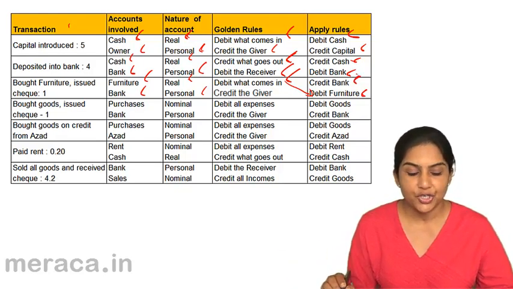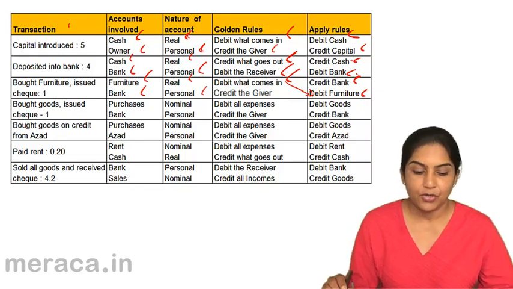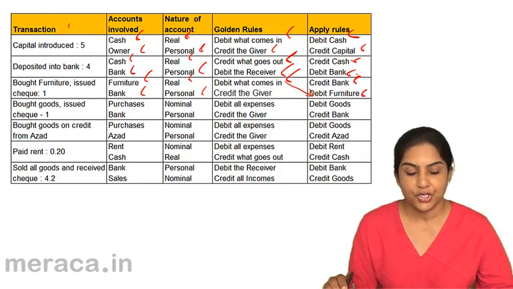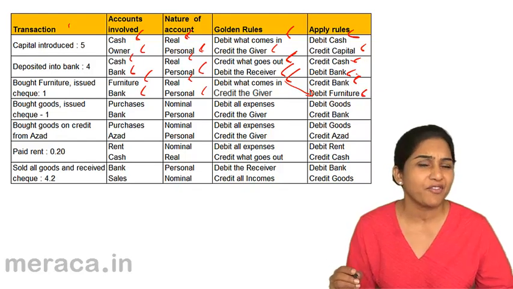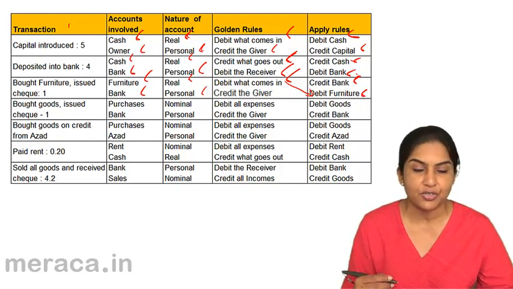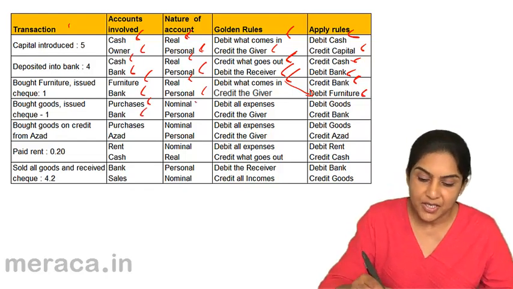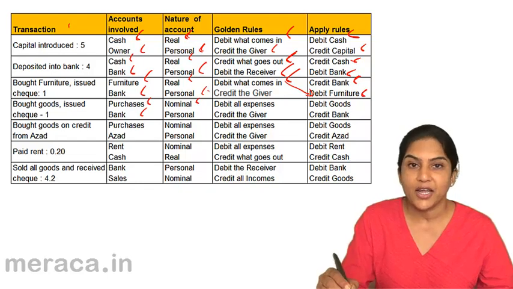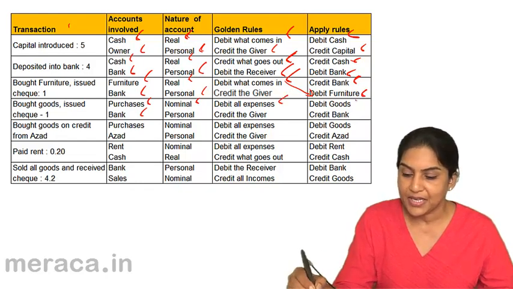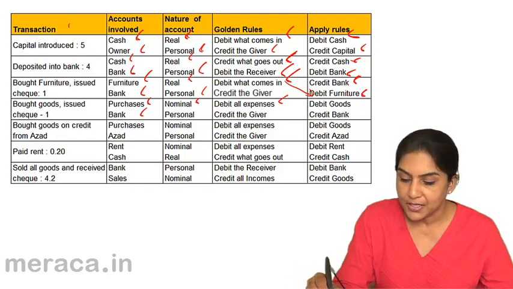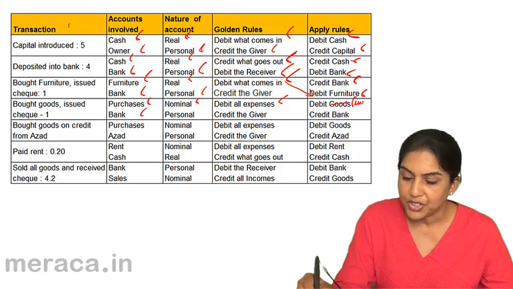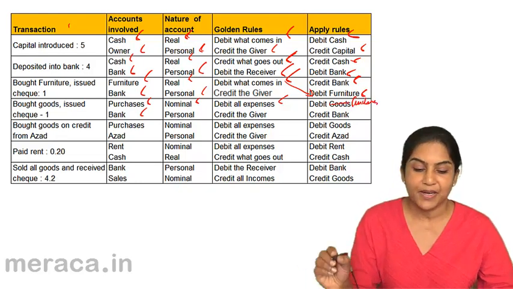Next, bought goods, issued check. What are the accounts involved? We won't have a goods account. Remember, if you've bought goods, we call it purchases account. And issued check, so bank account. Purchases is a nominal account. Debit all expenses, it's an expense. Therefore debit, not goods, we'll call it purchases. Debit purchases, credit bank.